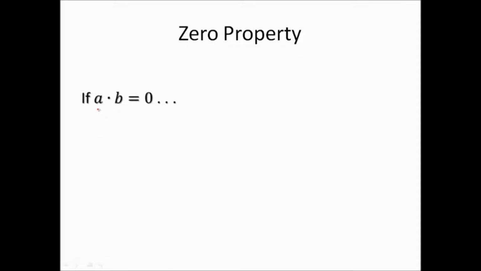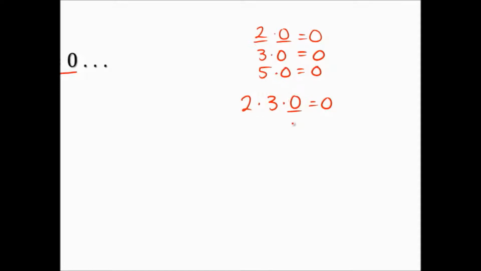The zero property considers what happens when two numbers multiply to give zero. What can you recall about the numbers when something equals 0? Well, what's an example? 2 times 0 equals 0, 3 times 0 equals 0, 5 times 0 equals 0, and so on. 0 could be in any position and it would give you 0. Even if you had three numbers multiplied together, 2 times 3 times blank would give you 0. The only way to multiply three numbers and get 0 is to have at least one of them be 0.